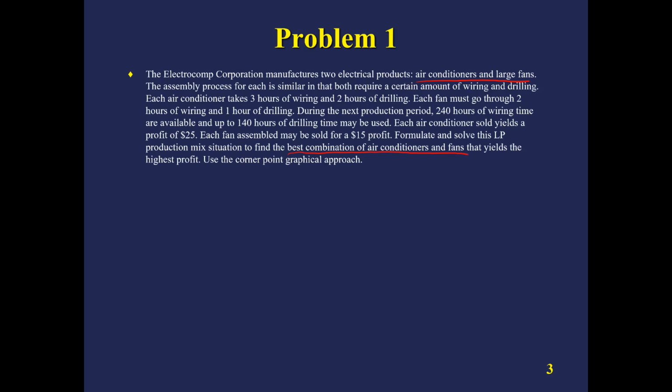So these are the decision variables that yield the highest profit, and this also tells us that this is a maximization problem. We define the decision variables. We say x1 is equal to the number of air cons, and x2 is equal to the number of large fans, and we also know that this is a maximization problem, so we say maximize.